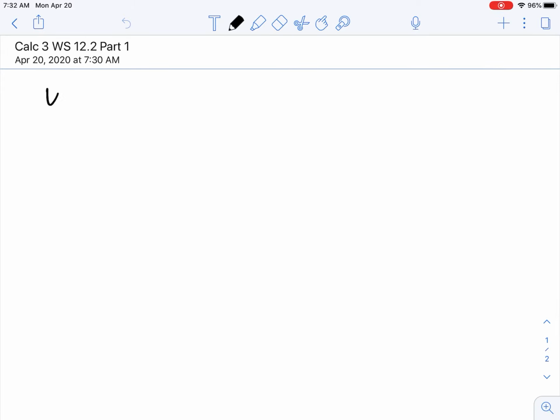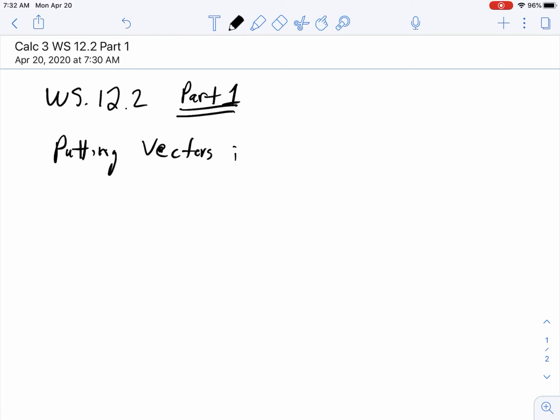All right, so this is for worksheet 12.2. I'm going to do this in two parts. So this is going to be part one, which is basically a quick review of what we've been doing so far. Hopefully it will help wrap your head around a few things. All right, so first off, putting vectors in standard form.